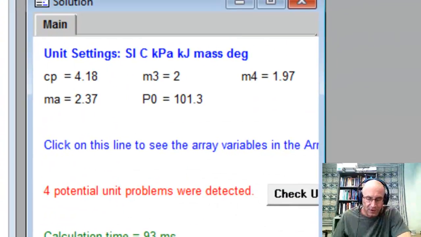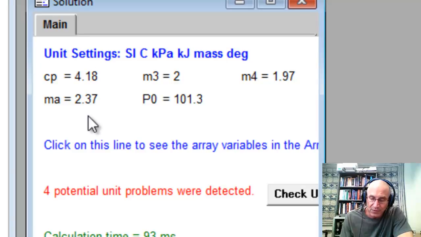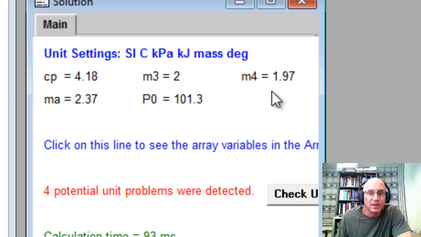All right, so here's our solution. Let's look at our flow rates here. The mass flow rate of air, one of the first things it asked for, is 2.37, so that's 2.37 kilograms per second of dry air. And then here I have M3 and M4, and notice that M4 is slightly less than M3 because we're losing 0.03 kilograms per second of water. So it's the makeup water that we need to add before it runs back into the condenser.